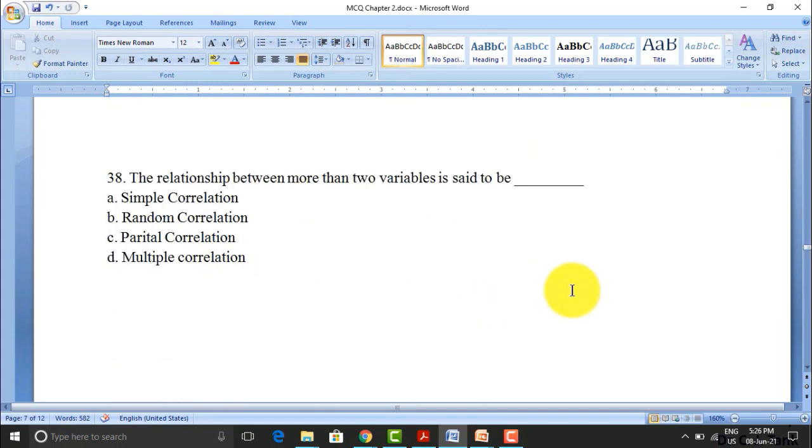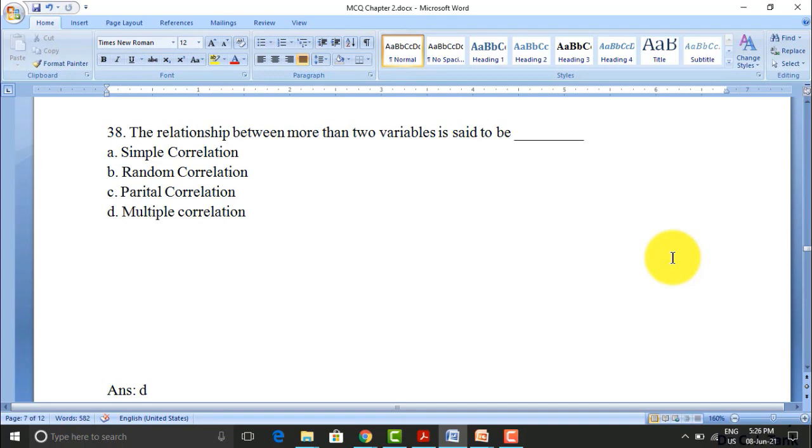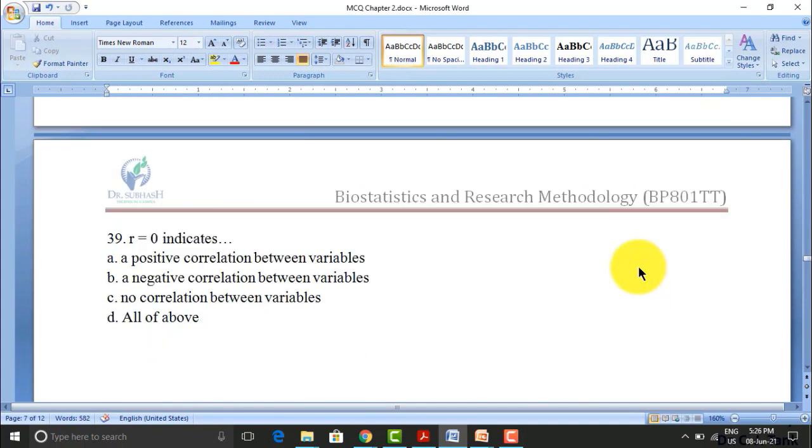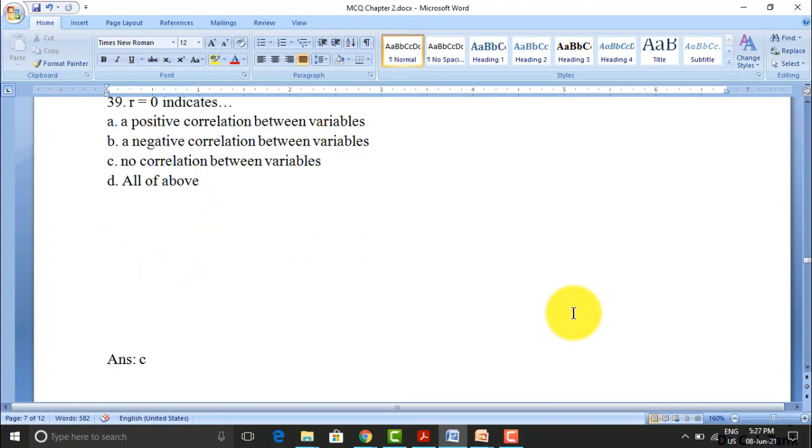Then next question, the relationship between more than two variables is said to be simple correlation, random correlation, partial correlation or multiple correlation. The answer is D, multiple correlation. Next, R is equal to 0 indicates a positive correlation between variables, a negative correlation between variables, no correlation between variables, or D, all of above. The correct answer is C, no correlation between variables.